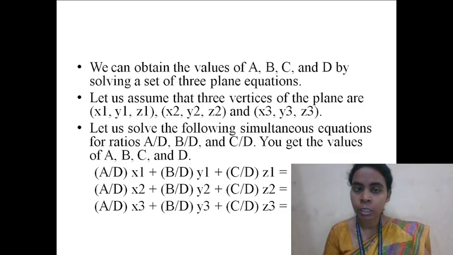Let us assume that three vertices of the plane are (x1, y1, z1), (x2, y2, z2) and (x3, y3, z3). Let us solve the following simultaneous equations for A/D, B/D and C/D. By dividing by D in all the equations, we get (A/D)x1 + (B/D)y1 + (C/D)z1 = -1.